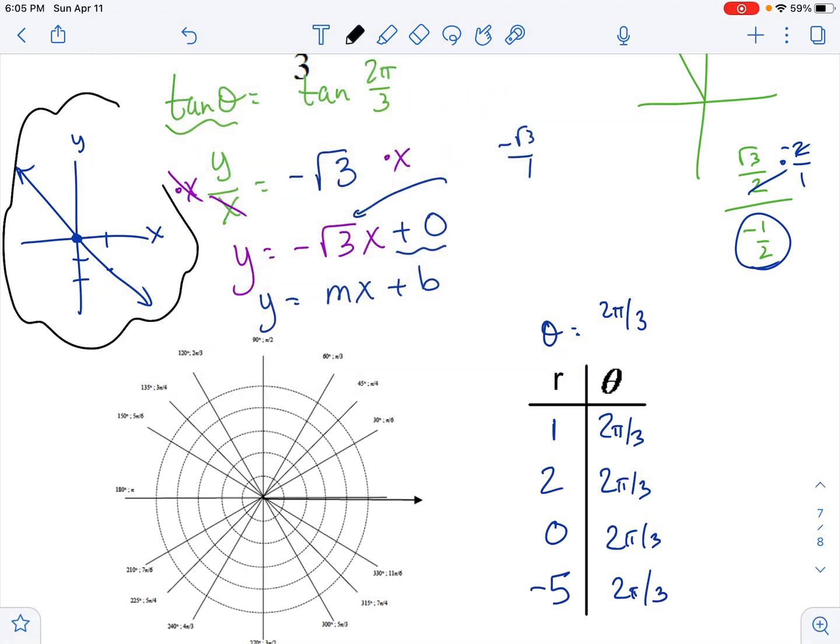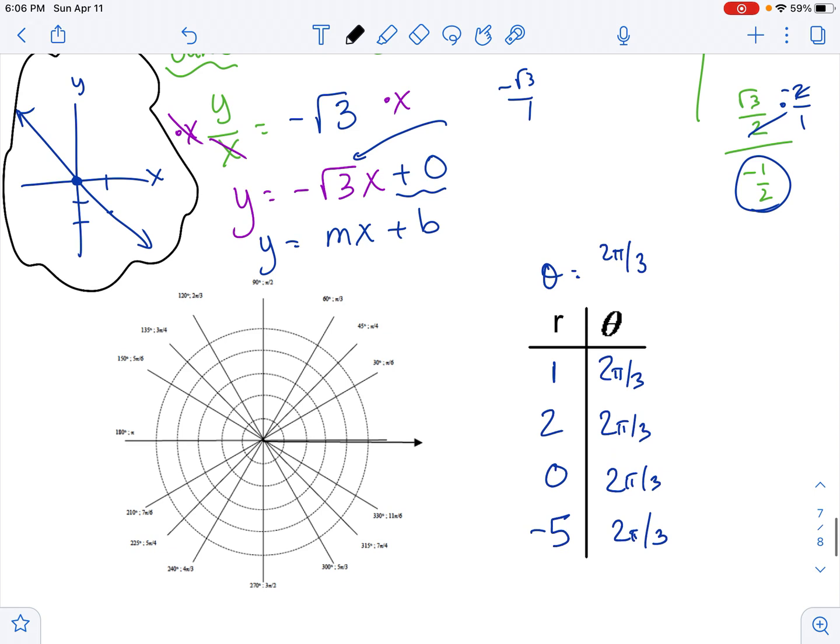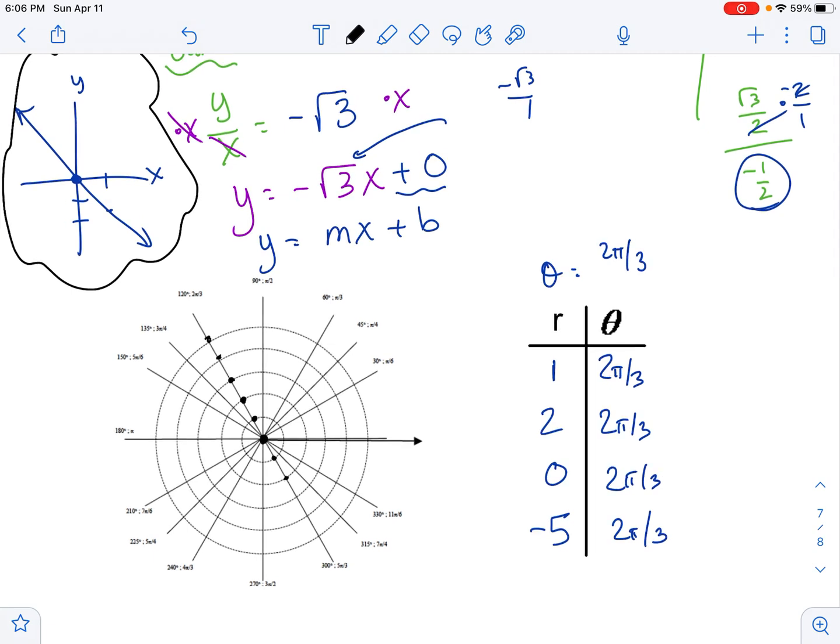So again, we know approximately what this graph should look like on an xy axis, but let's graph it on polar. If I rotate to the angle 2 pi over 3 and go out 1, that gives me a point right there. If I rotate to 2 pi over 3 and go out 2, again, I could go out 3, 4, 5, it doesn't matter. If I'm at 0, there's 0. And if I'm in the negative direction, negative 1, negative 2, negative 3, negative 4, negative 5. So you can kind of see that straight line. It is just a straight line that goes on the ray 2 pi over 3. So it goes up into the positives and then also down into the negatives.